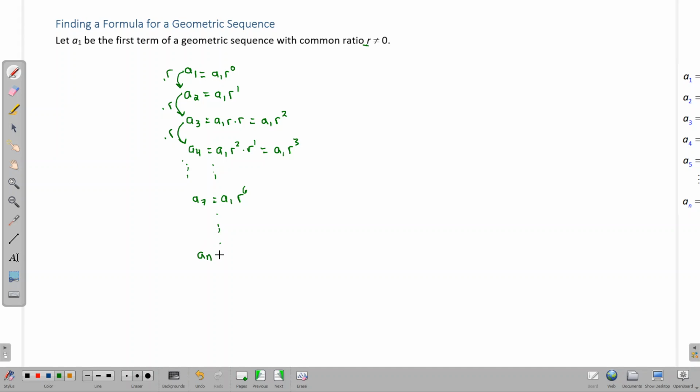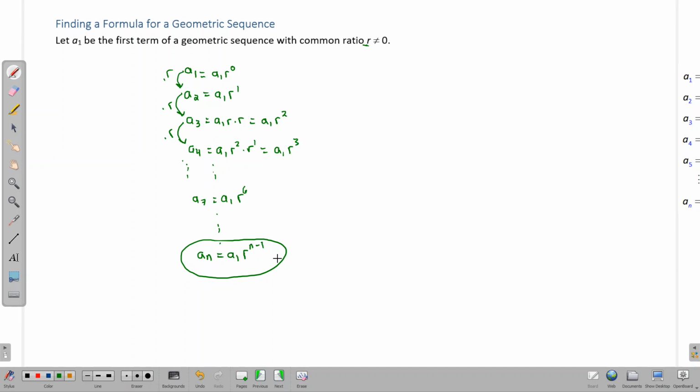We want the nth term. So we know it's going to start with a1. It's going to have a certain number of factors of r, and it's going to be 1 less than the index here. The index is n, so the power is going to be n minus 1. This is our explicit formula for a geometric sequence.